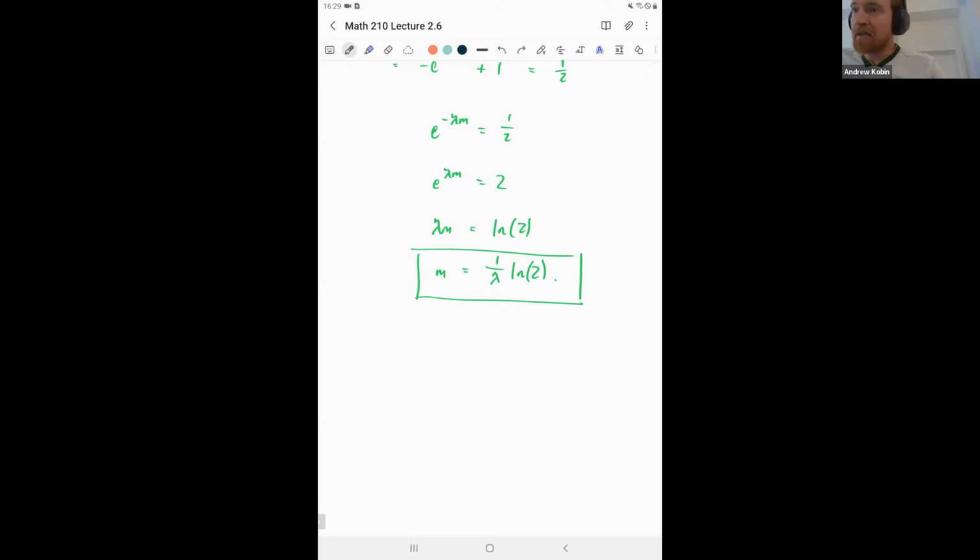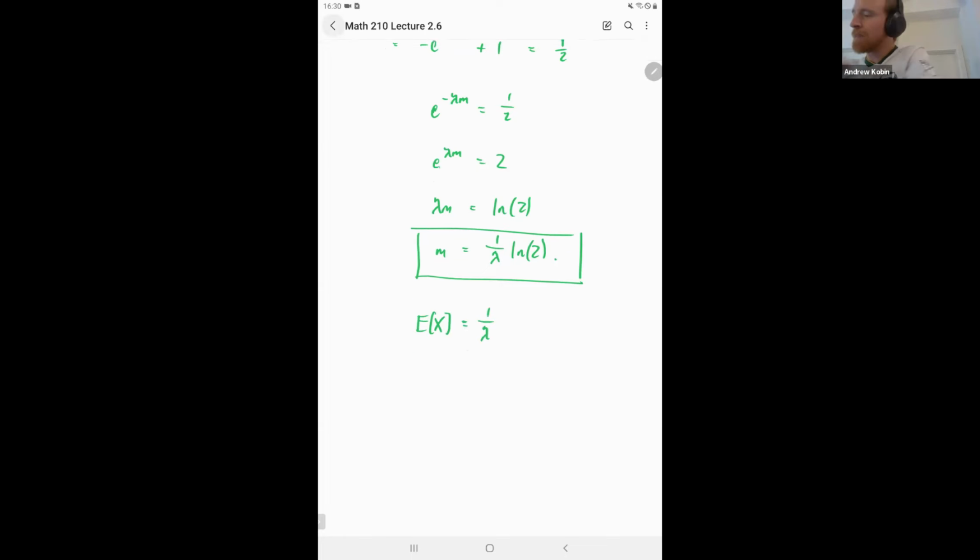Part B of the problem said, why is this to the left of the expected value? Remember that the expected value of this variable, sorry, I'll write it as a capital X, was just 1 over lambda. We computed that in a previous problem. So for m to be less than that, that means ln of 2 is less than 1. It's something like 0.69 if you work it out numerically. So 0.69 shrinks whatever positive this number is down to something smaller. So the median is smaller.